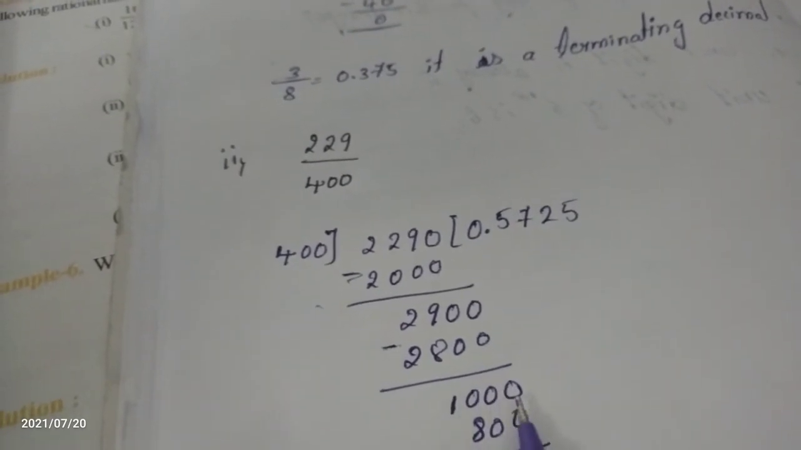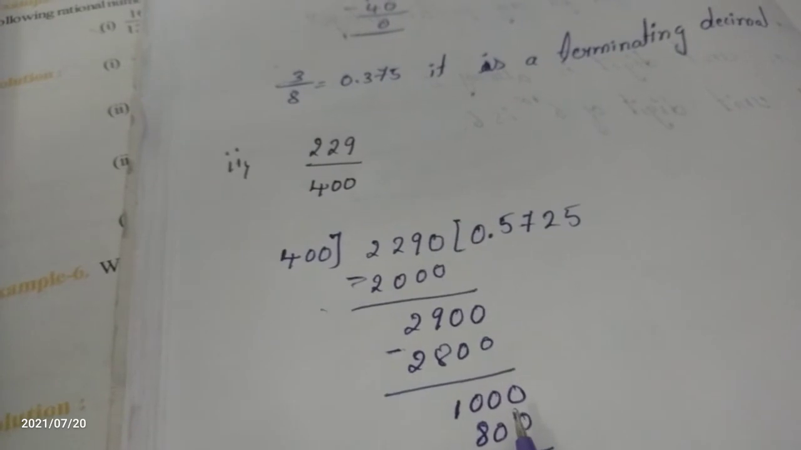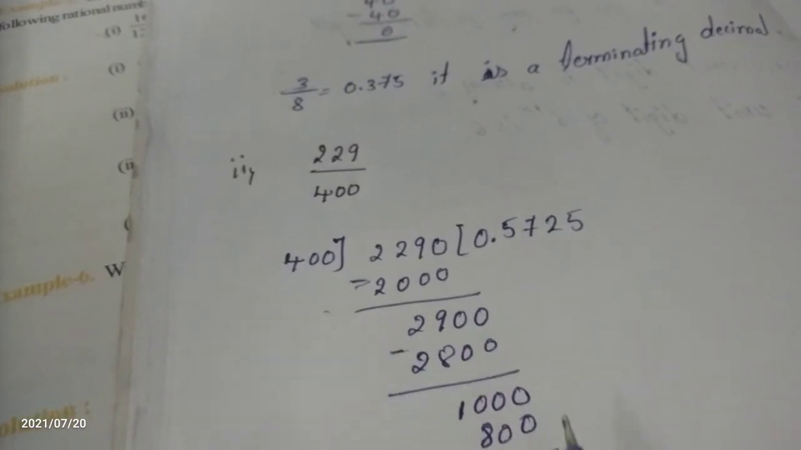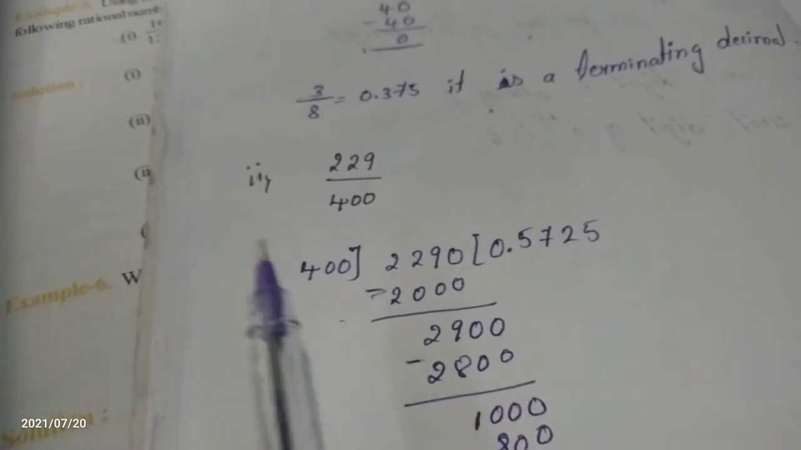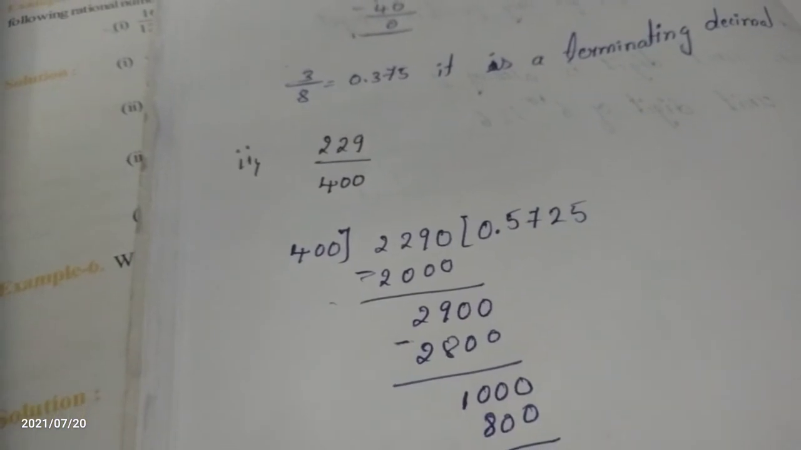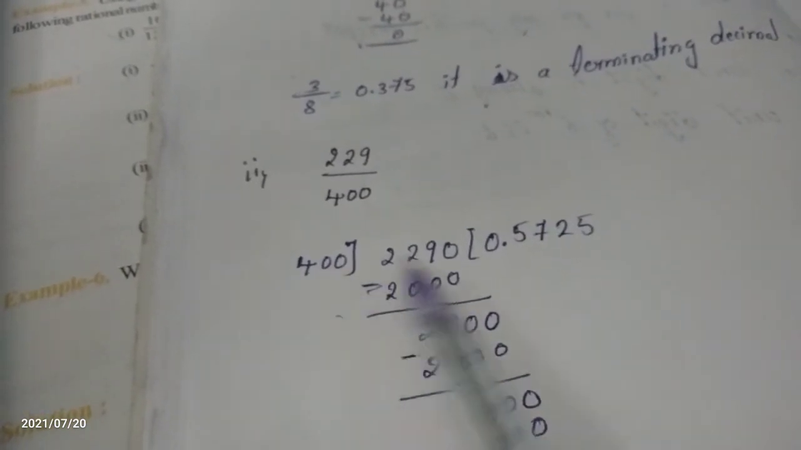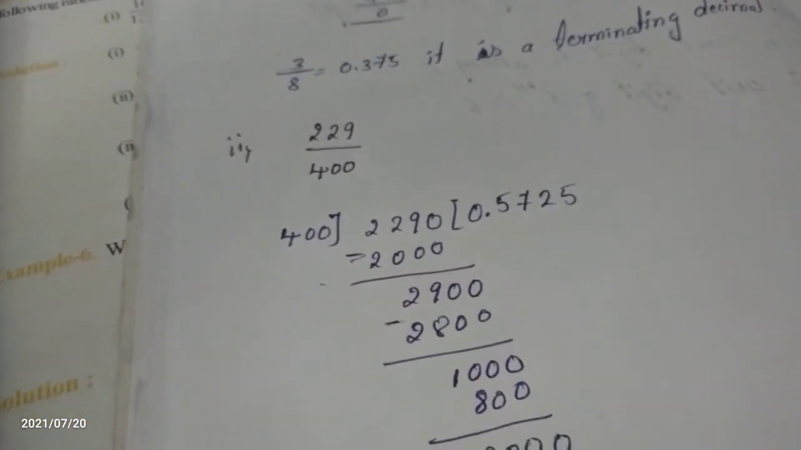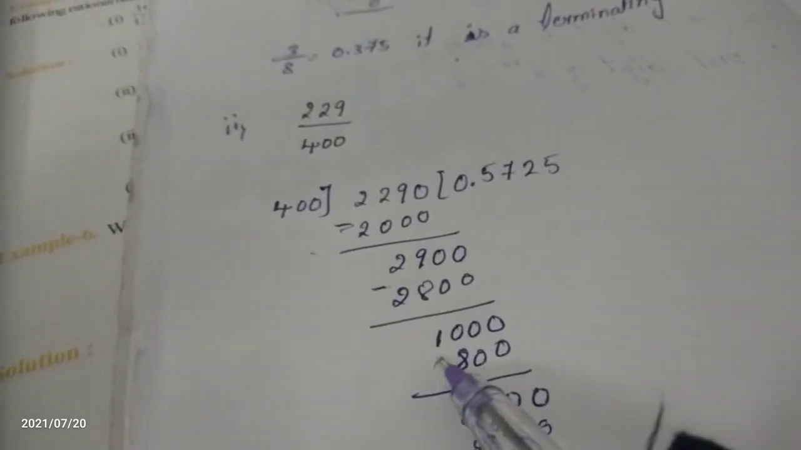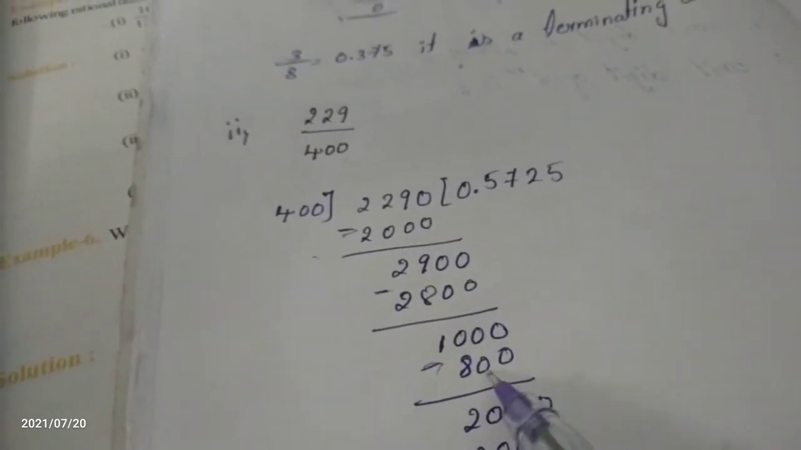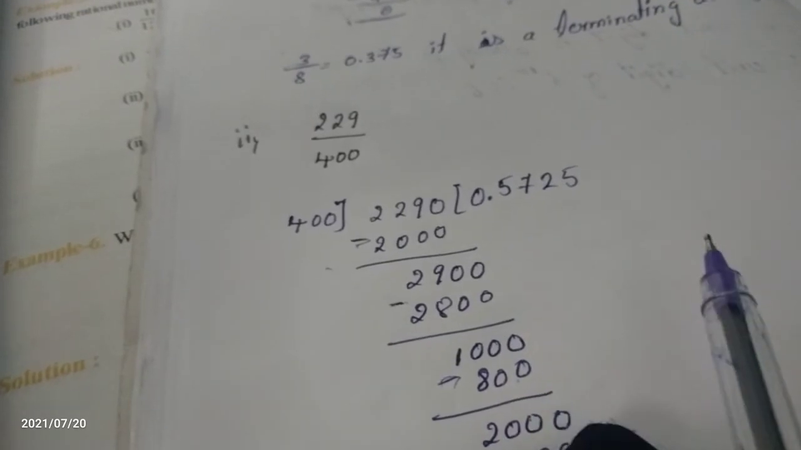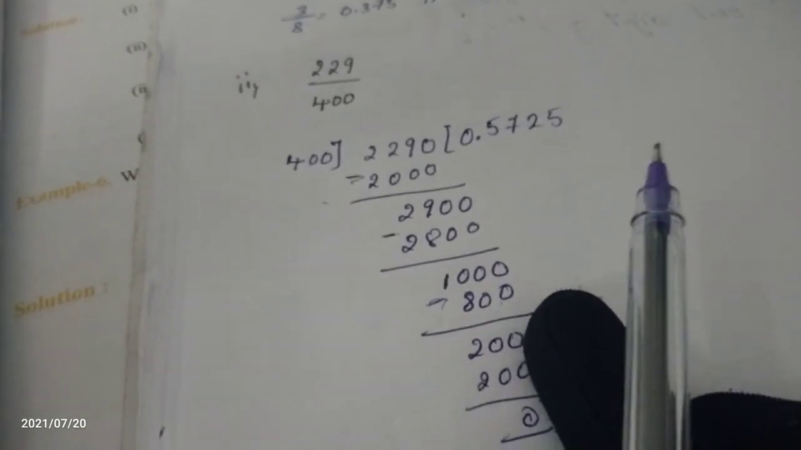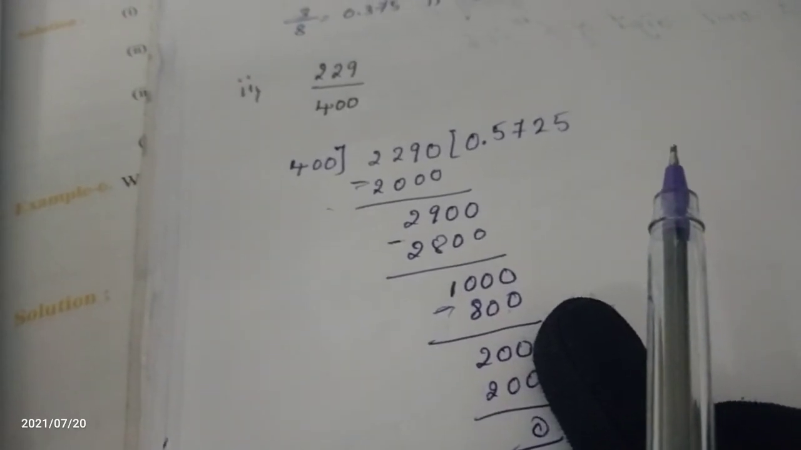Okay, now we have to check whether 1000 is divisible by 400 or not. It is not divisible, so we take the smaller number. 400 2s are 800. What we have to do here? We have to do the subtraction. 1000 minus 800. What we get? Only 200. Okay, 200 is not divisible by 400.